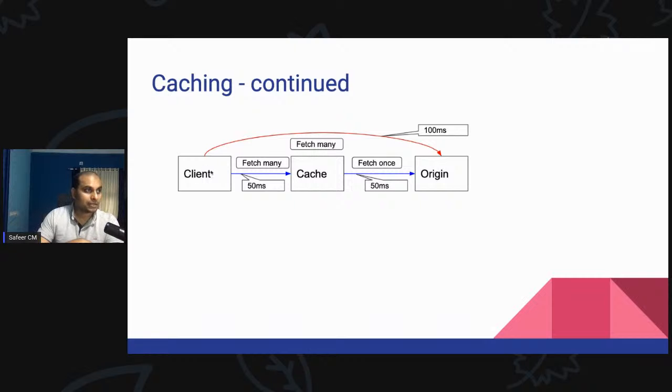and return it to the client. But the second time the client comes and asks the cache, "Hey, give me Safir's profile picture again," the cache will have it in its storage, and that copy will be returned. In this case, what happens? The first-time fetch takes 50 milliseconds plus 50 milliseconds, but from the second request onwards, it takes only 50 milliseconds. So that's obviously a performance gain. This is a fundamental principle of web caching.